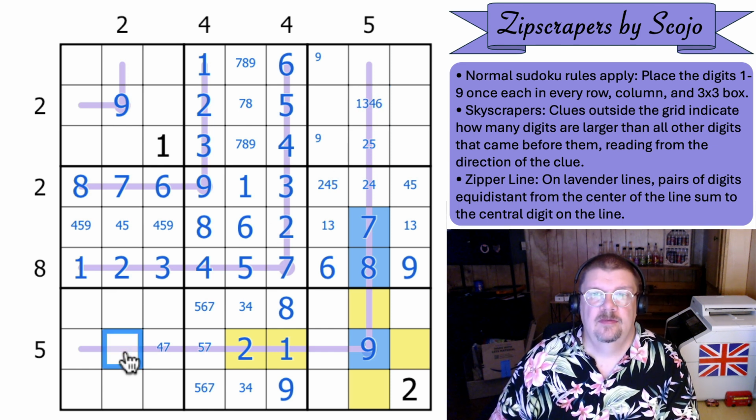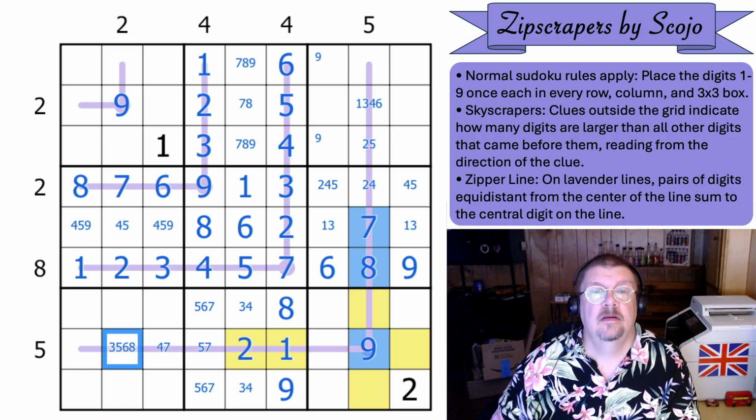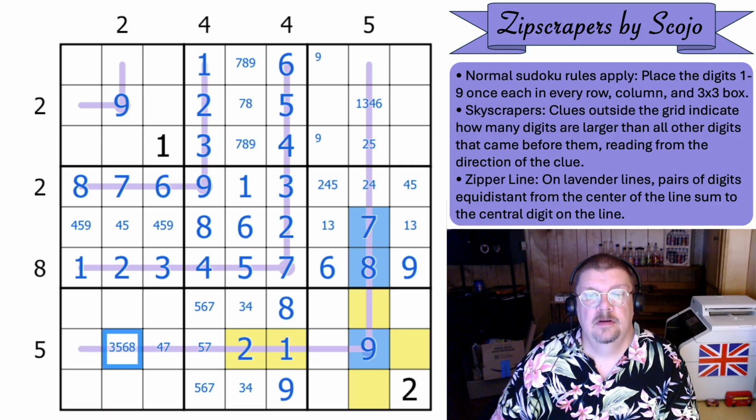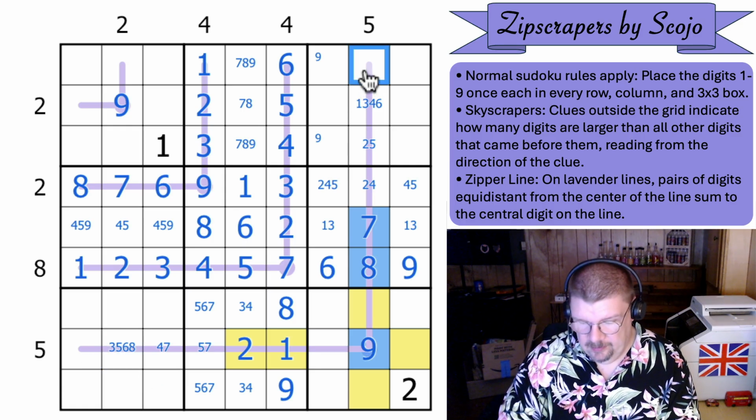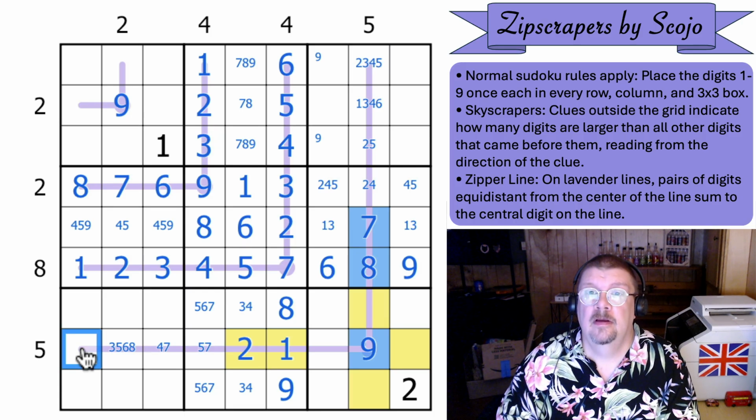And that makes this cell 8, 6, 5, or 3, all of which seem to be valid. This sees 1, 6, 7, 8, 9, so that's 2, 3, 4, or 5. And this is therefore 4, 5, 6, or 7.